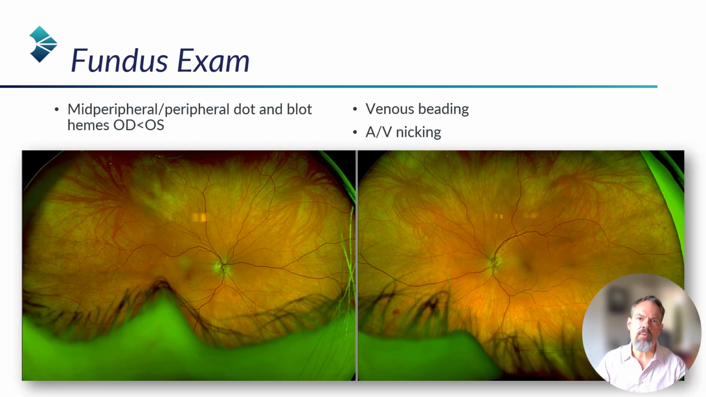So utilizing wide field imaging, we can determine that she has mid-peripheral and peripheral dot and blot hemorrhages, a little worse in the left eye than the right, and we can see in the left eye here is a hemorrhage, and here are a few hemorrhages out here. She also has some AV nicking in this area and some venous beading as well. And this case represents the complexity and overlap between diabetic retinopathy and hypertensive retinopathy.